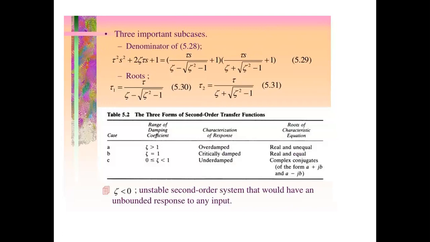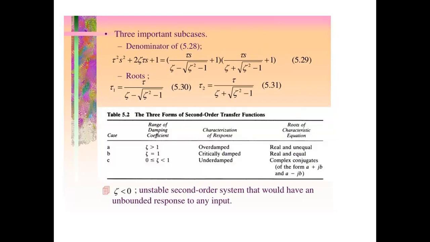So while analyzing the three forms of second order system, we have three different cases A, B and C. If tau is greater than 1, we will be considering the characterization of response to be overdamped system and the roots to be real and unequal. Similarly, for the case of B, where tau is equivalent to 1, we'll have a critically damped system and we'll have the roots to be real and equal.